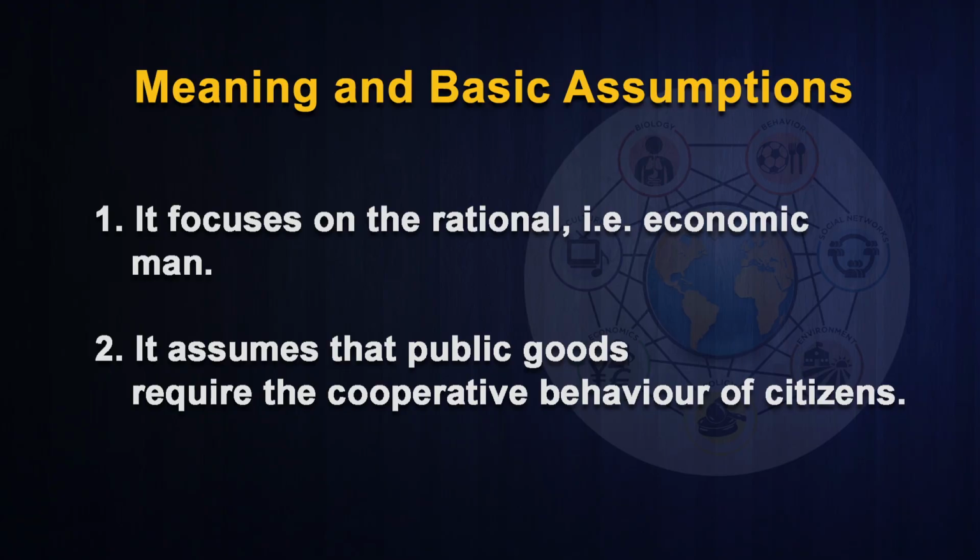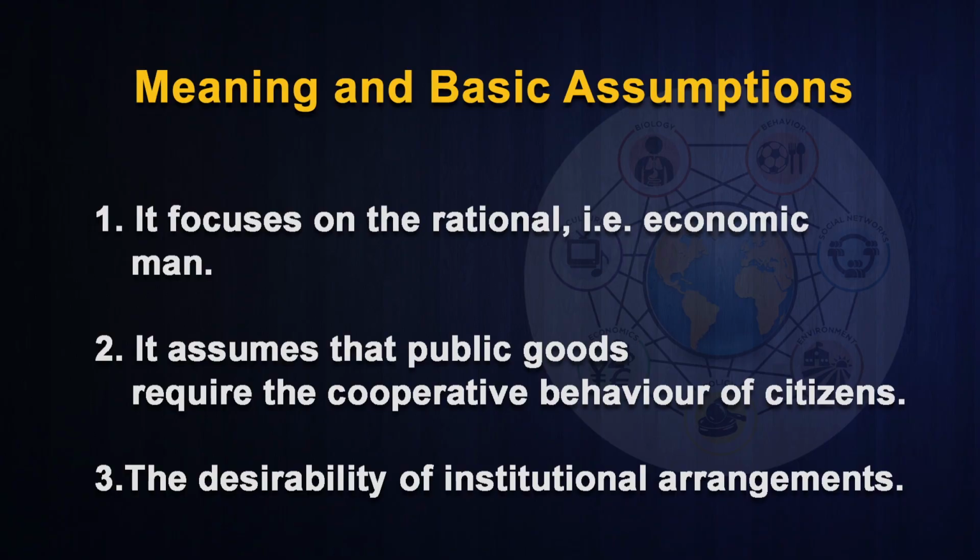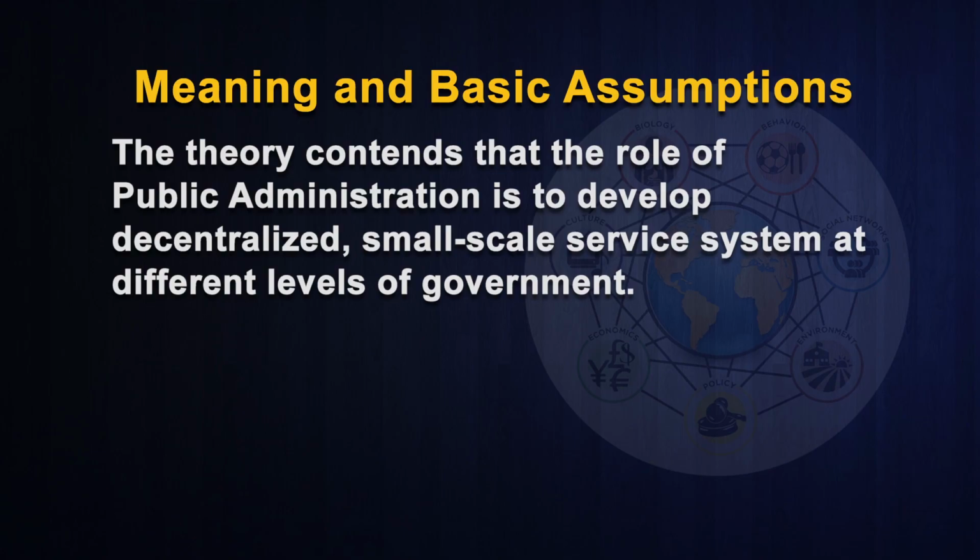Secondly, it assumes that public goods require the cooperative behavior of citizens. And the third assumption is desirability of institutional arrangements, meaning whenever we talk of efficiency and effectiveness, institutions also have to be ready to do all these things. If institutions are not ready to provide a fast service within a time for a cheaper rate, then the public is not going to be satisfied.